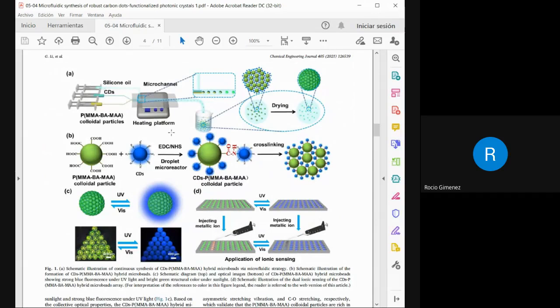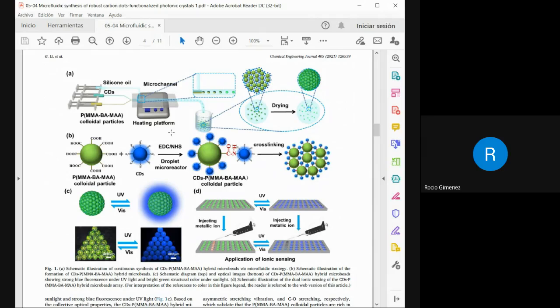They combine mainly two elements: the carbon dots that have a blue emission, and colloidal particles that possess good monodispersibility, and create photonic crystals that have a green structural color. So the carbon dot solution containing an amino group and the colloidal particles containing carboxyl groups are the building blocks to efficiently assemble these carbon dot functionalized photonic crystals through continuous droplet microreactors in a microfluidic assembly strategy.